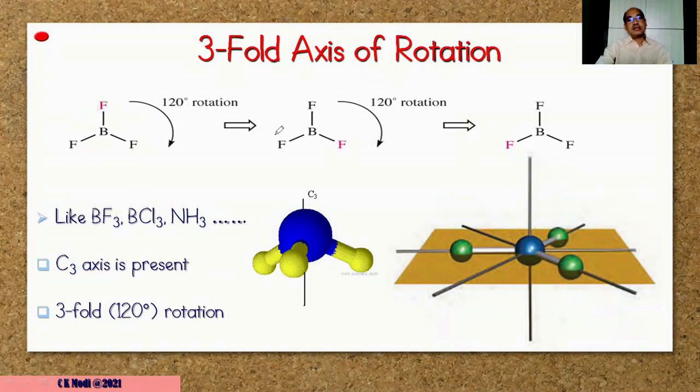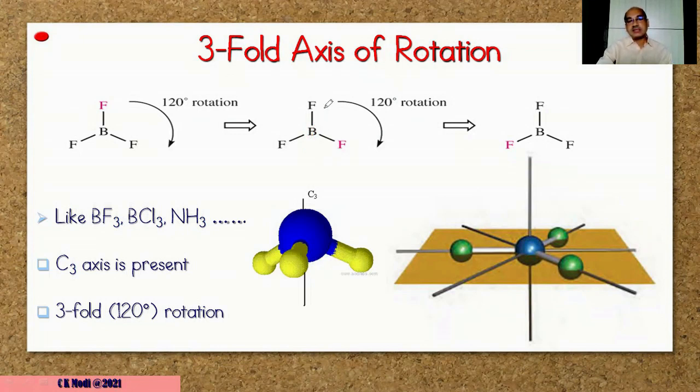Okay, so look at this new structure. After 120-degree rotation on the Z axis, what will happen? We are getting the new structure, right? Where all these three fluorine atoms interchange their positions. However, boron, which is situated at the center, because the imaginary axis passes through this boron atom, remains as it is.